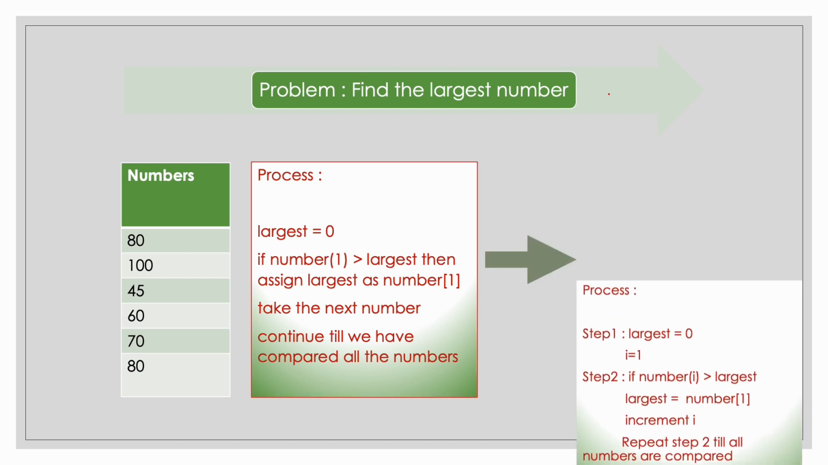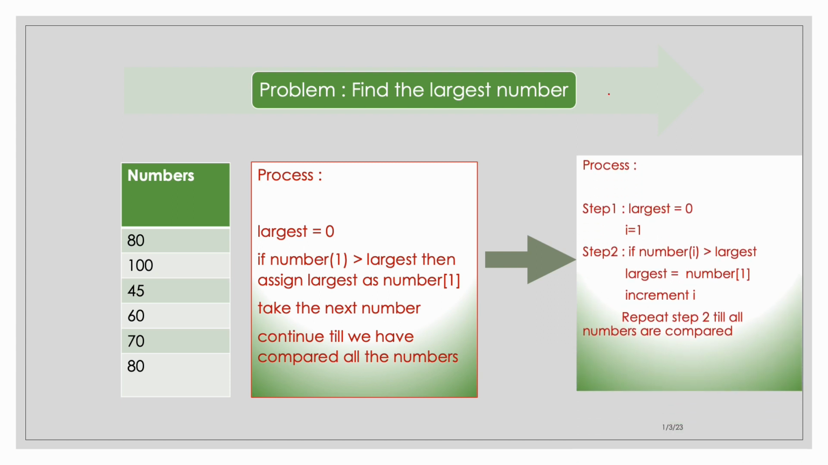So the process here is written more like an English paragraph. It doesn't have steps. To convert this into a computer program, it's a good idea for us to give some steps. So what was step 1? We initialized the largest as 0, and also we initialized a counter which is I equal to 1.